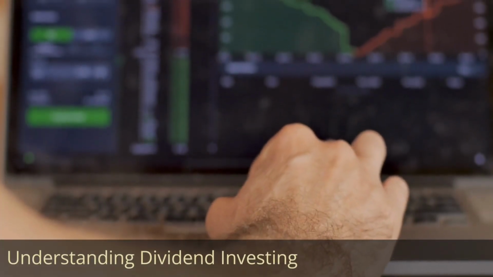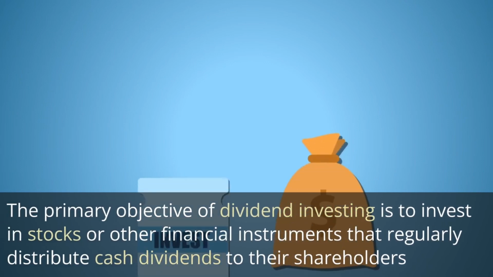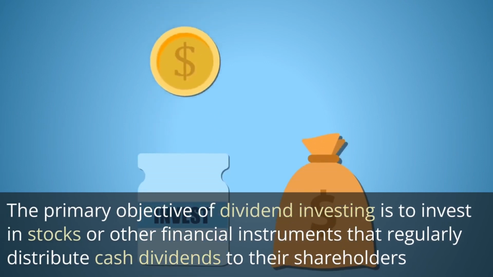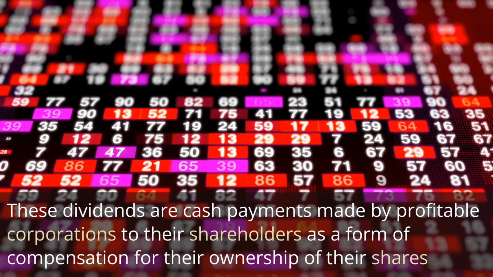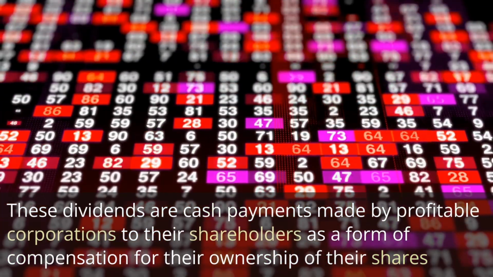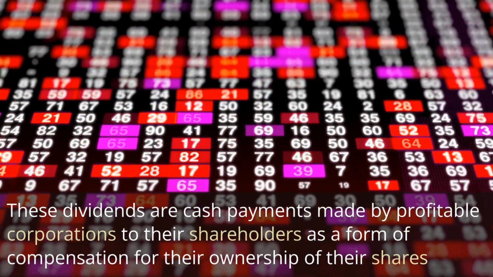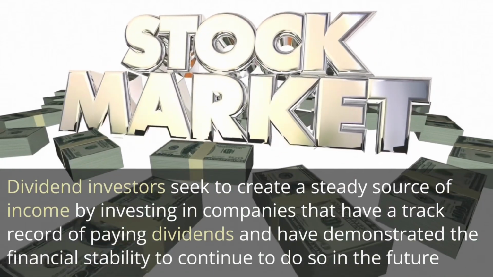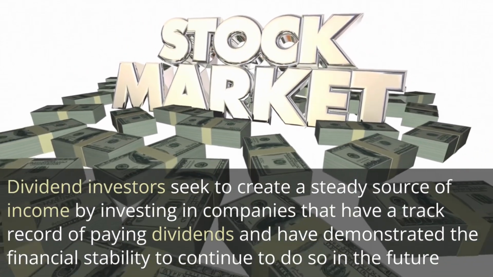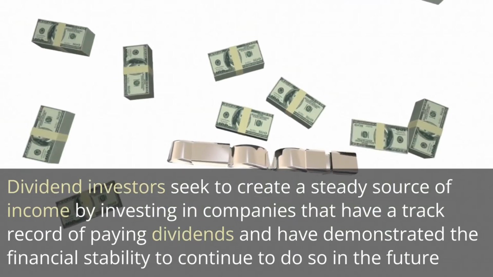Understanding dividend investing. What is dividend investing? The primary objective of dividend investing is to invest in stocks or other financial instruments that regularly distribute cash dividends to their shareholders. These dividends are cash payments made by profitable corporations to their shareholders as a form of compensation for their ownership of their shares. Dividend investors seek to create a steady source of income by investing in companies that have a track record of paying dividends and have demonstrated the financial stability to continue to do so in the future.